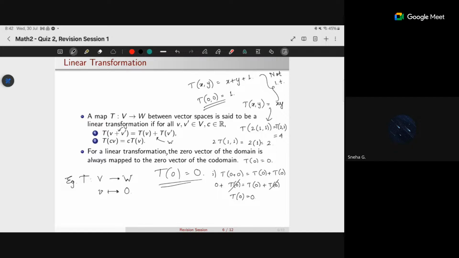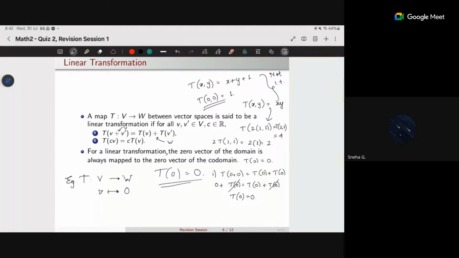It doesn't seem interesting because everything is collapsing to 0. But still, it's a linear transformation. It's neither injective, since everything is going to 0, nor surjective, since only 0 is there in the image. So this is also a linear transformation.